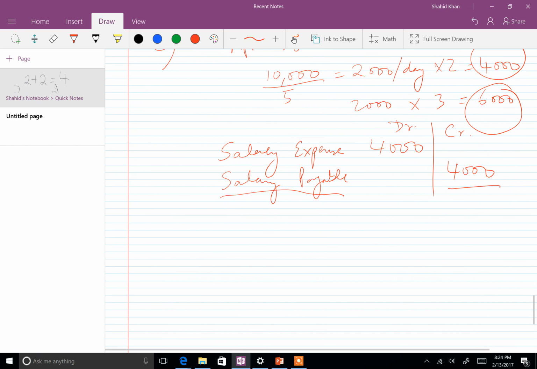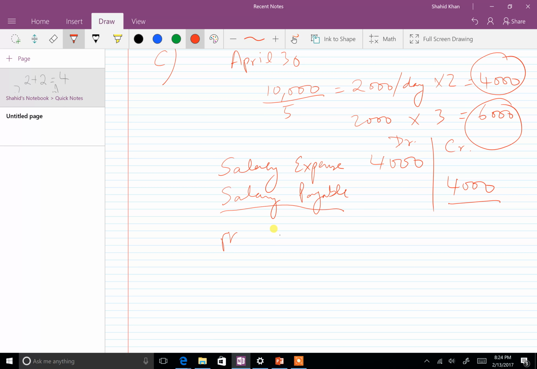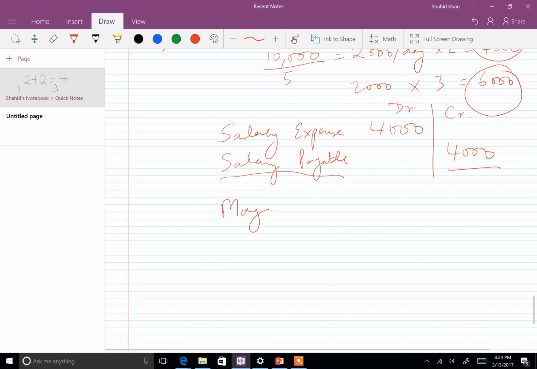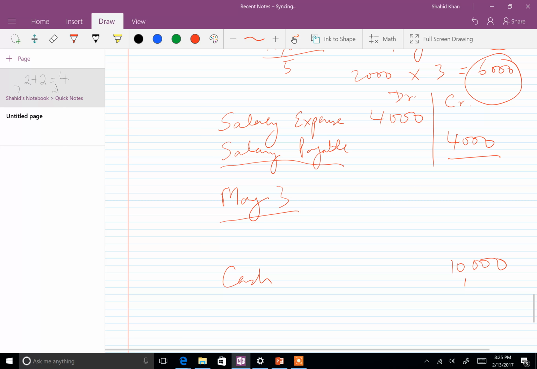Now when comes May 3rd, you'll be spending cash on May 3rd. So you know cash credit for how much? $10,000, right? You have to pay for 5 days. And you already have a salary payable that belongs to the previous month, that you have to clear, right? So you're going to be paying that. So it's going to be debit payable for $4,000, because you're going to pay off this payable.